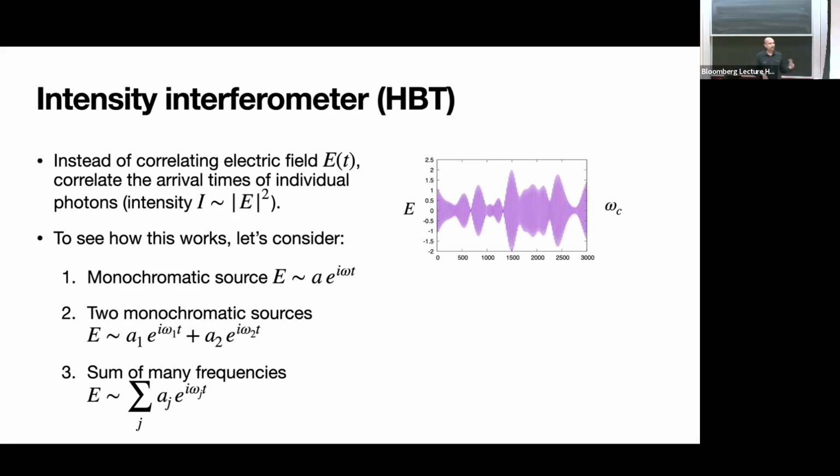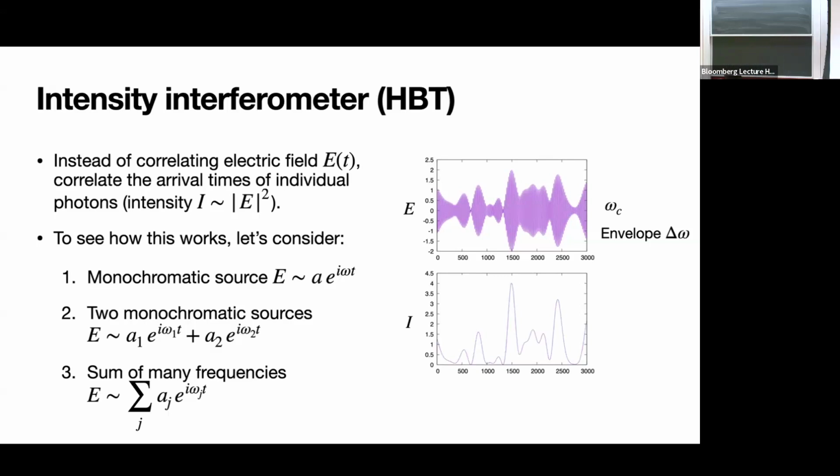And then also the envelope fluctuates up and down randomly in time, again on a time scale that's given by the scatter in frequencies, i.e. the bandwidth. Good. So again, that's the E field. The intensity is again the envelope squared. And so we can see that the intensity is fluctuating up and down randomly, again on this time scale given by the bandwidth.